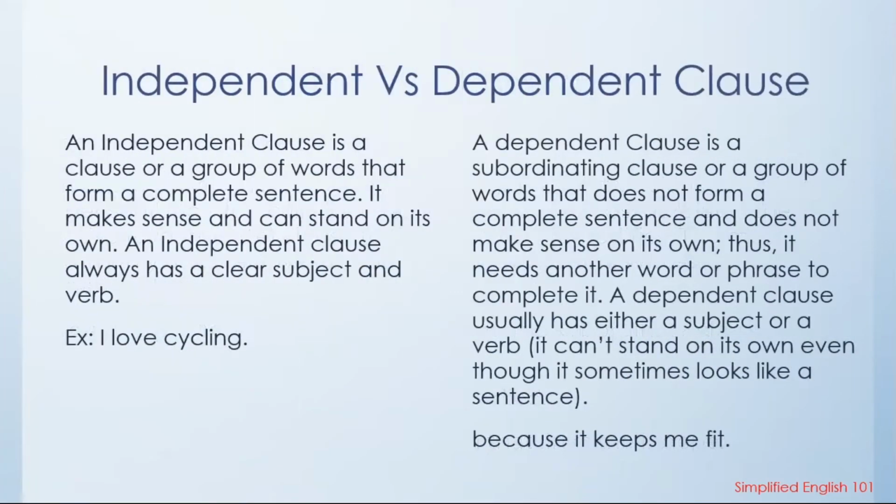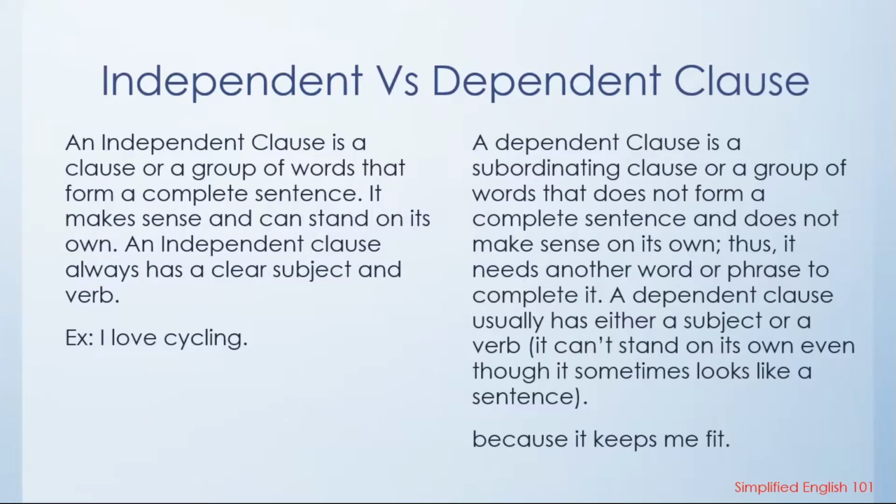An independent clause is a clause or group of words that forms a complete sentence. It makes sense and it can stand on its own. An independent clause always has a clear subject and a verb. A dependent clause, however, is a subordinating clause or a group of words that does not make complete sense and cannot stand on its own. Thus, it needs another word or phrase to complete it. A dependent clause usually has either a subject or a verb missing.